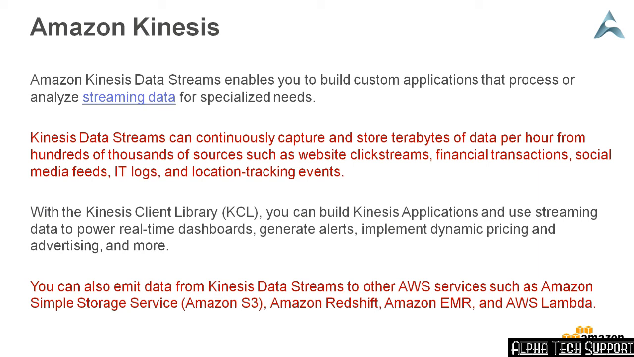You have a Kinesis client library using which you can build Kinesis applications and use streaming data to power real-time dashboards, generate alerts, implement dynamic pricing, advertising, and more. You can also emit data from Kinesis data streams to other AWS services like Lambda, EMR, Elastic MapReduce, Redshift, S3, and other services.